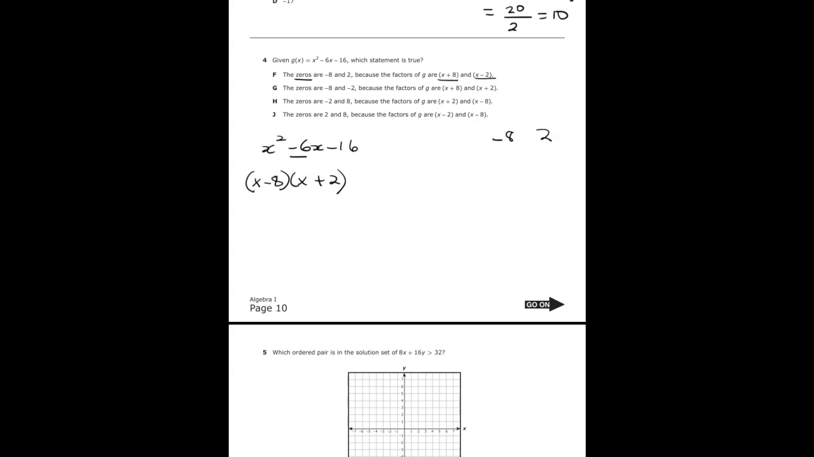So I can see here that this is the only one that has x minus 8 and x plus 2. The other way to get these other answers is to equate each of these expressions to 0. So x minus 8 equal to 0, so x equal to 8. X plus 2 equal to 0, x equal to negative 2. So that's why you have those answers.